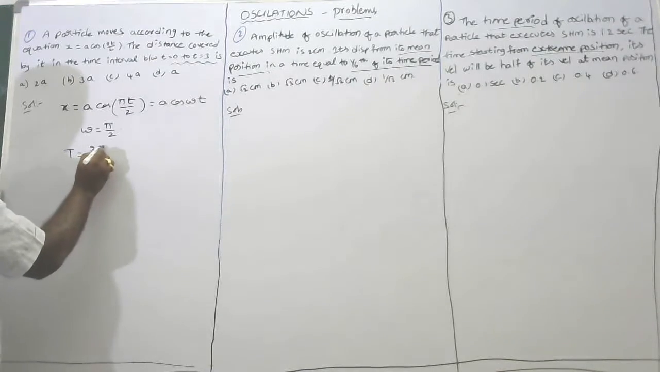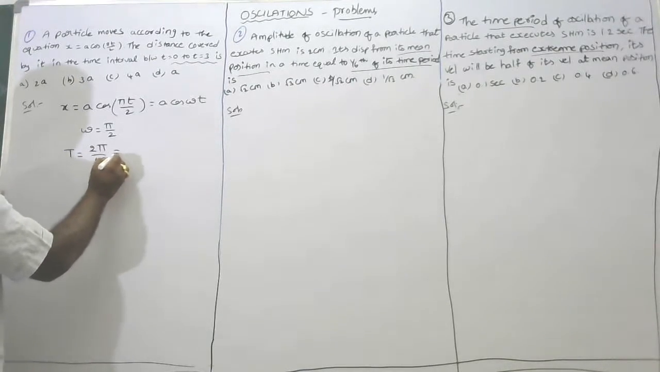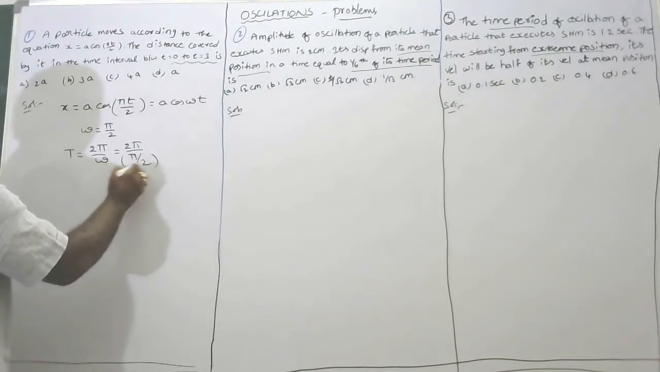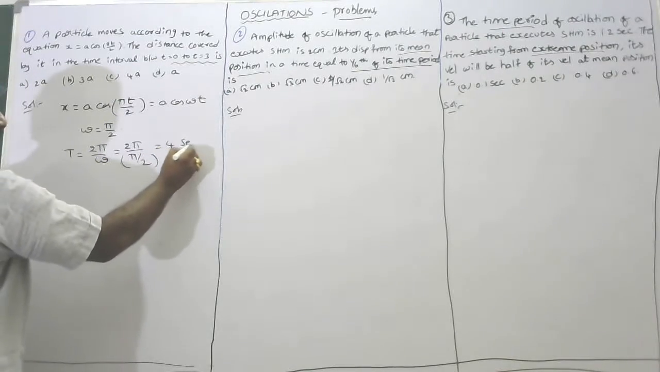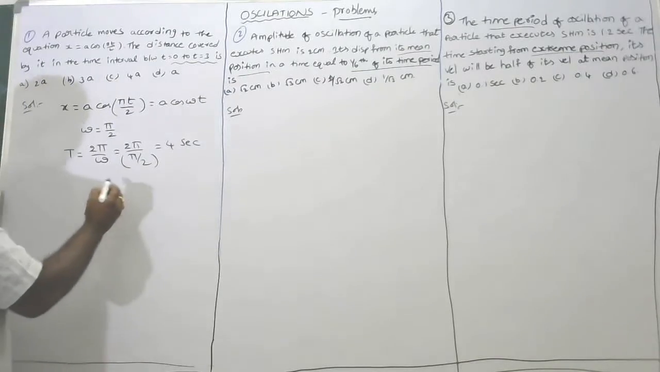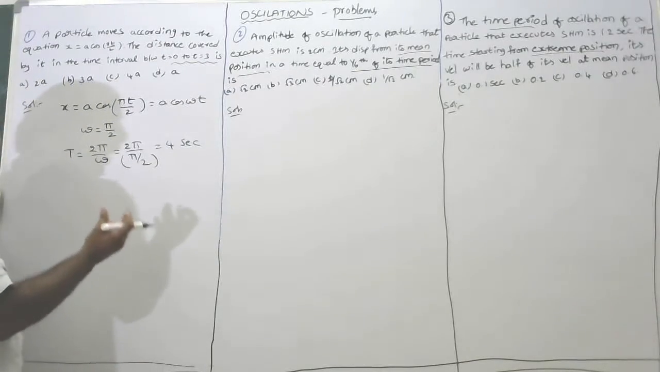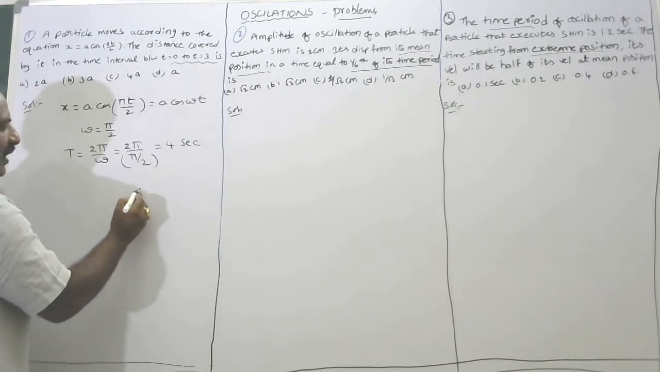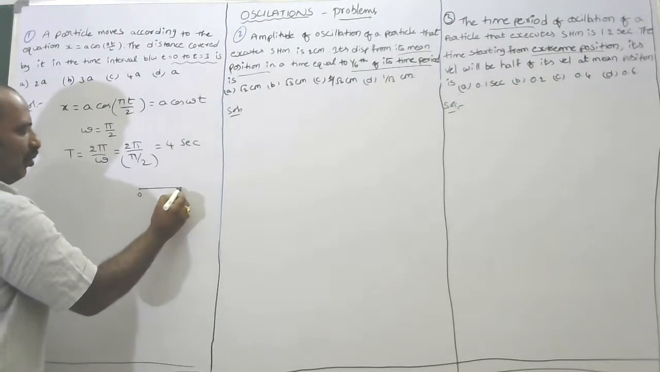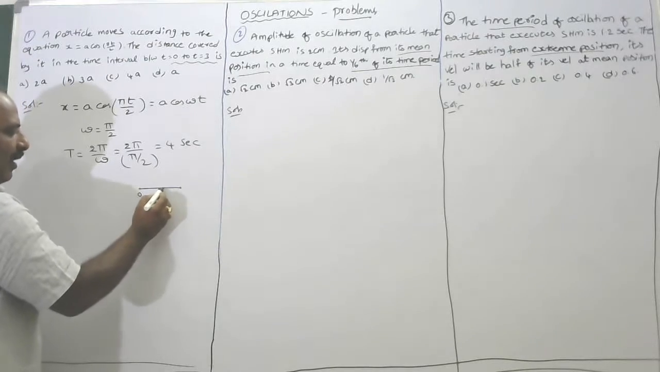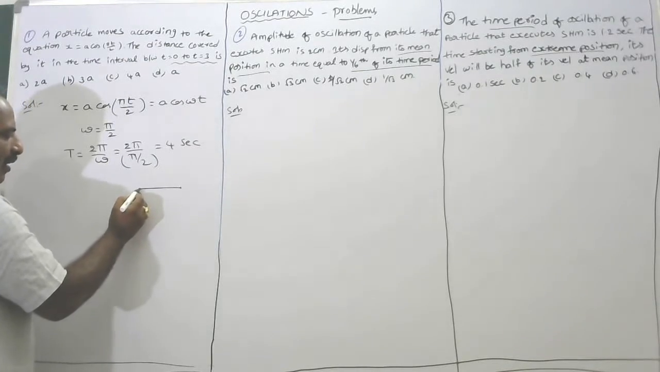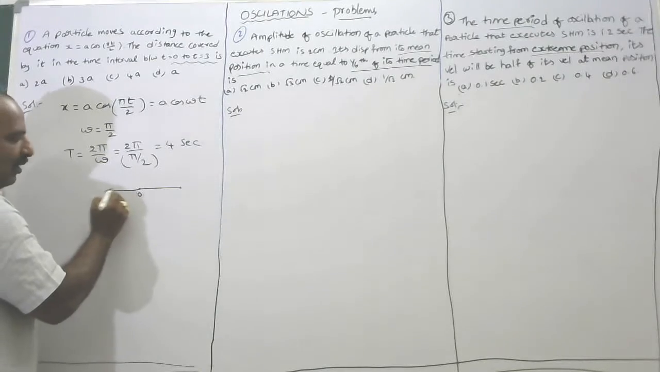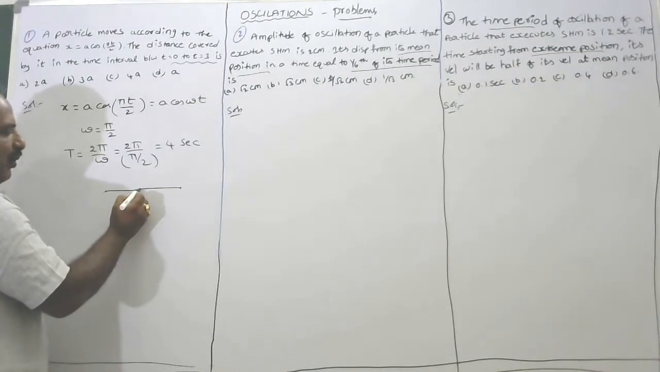Capital T is equal to 2 pi by omega. Here omega value is pi by 2. Pi gets cancelled. Finally we get 4 seconds. Time period means the time taken by a particle to complete one oscillation or vibration. Suppose a particle starts from its mean position, it moves to the extreme position and comes to mean position, and goes to the opposite side, up to extreme position and comes to the mean position again.